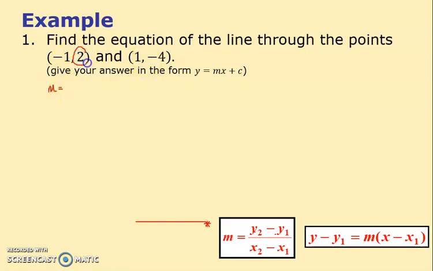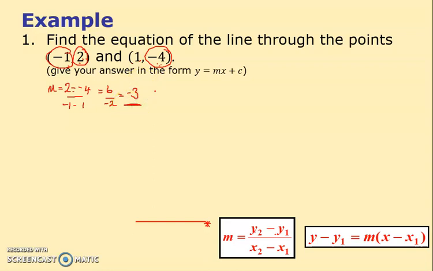If I was you, I'd pick a value there, that one will do, and I'll do 1 minus the other one. Start with the y's, which seems a bit odd. If I do 2 minus minus 4, and I divide it by, notice I start with the same one, minus 1 minus 1. So you take the y's away, you take the x's away. Now 2 minus minus 4 is 6, minus 1 minus 1 is minus 2. So I think the gradient is minus 3.